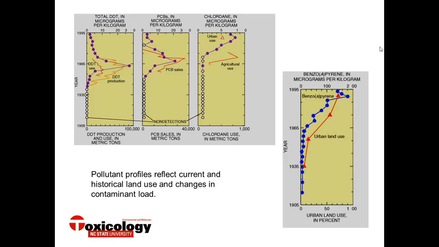And so what this is telling us is that if you follow the red graph, that's urban land use. Benzo[a]pyrene is a combustion byproduct. So you've got cars, you've got industrial applications, you've got a variety of things that can generate benzo[a]pyrenes.